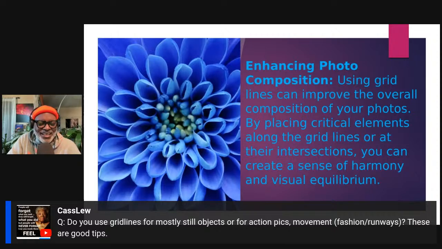So Cass, yes, the grid line is always present in your mind. If a car is racing, you still use the grid lines. If a tree is standing on a hill and it's blowing, yes. If there's a tornado moving, you're still using your grid lines. The grid lines help you tell your story. And it helps you decide how you want to tell your story by using these wonderful grid lines.